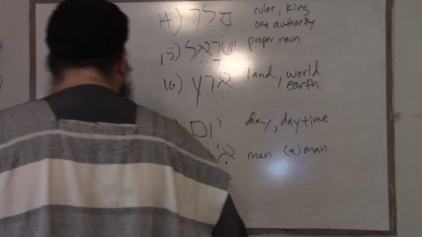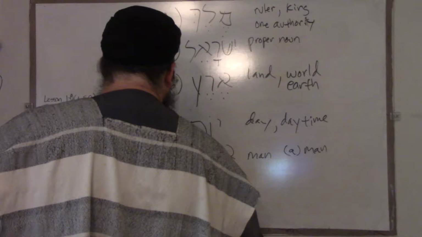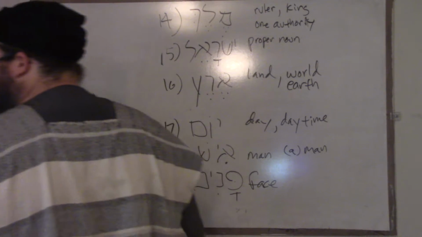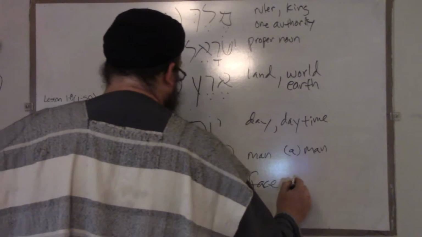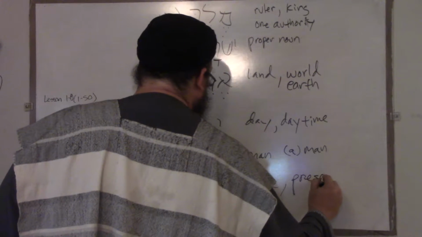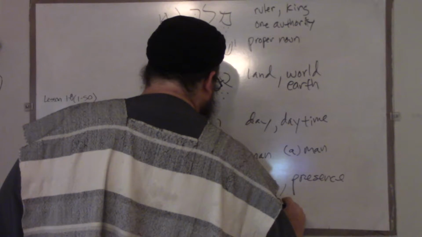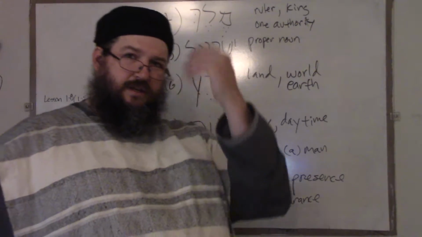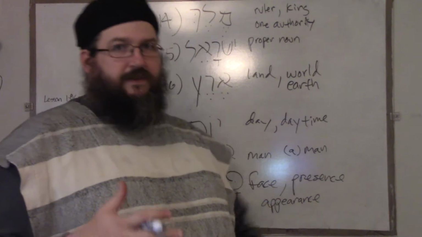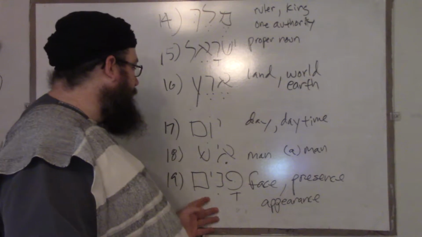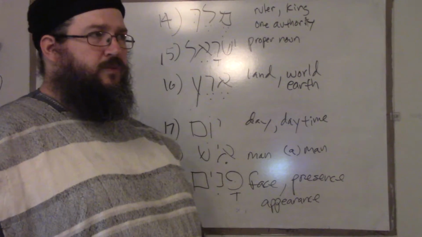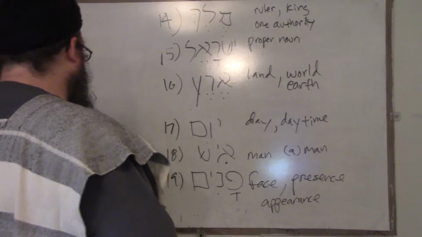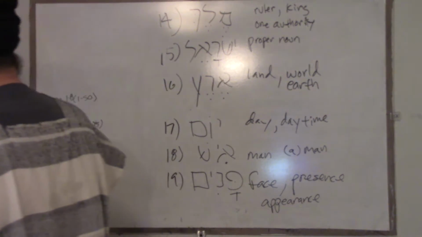Number 19 is panim, which is the word for face. Or you could say the presence or appearance. And notice the word face is plural, which seems kind of weird in a sense, but even though we think of it as a single object, in Hebrew it's looked at as a plural object with regard to this. Now let's go to number 20.